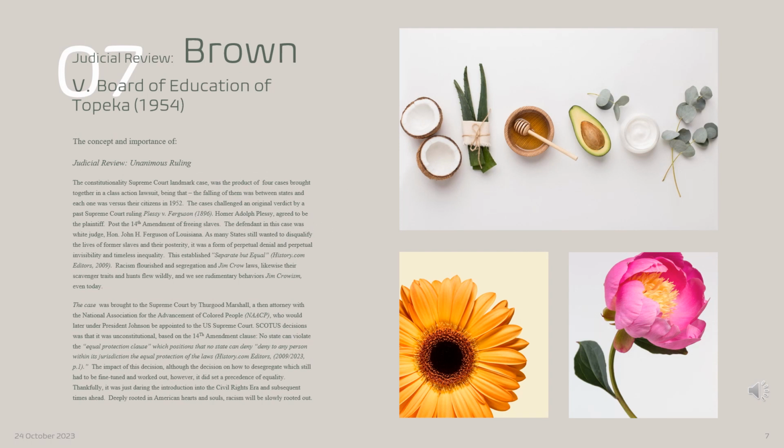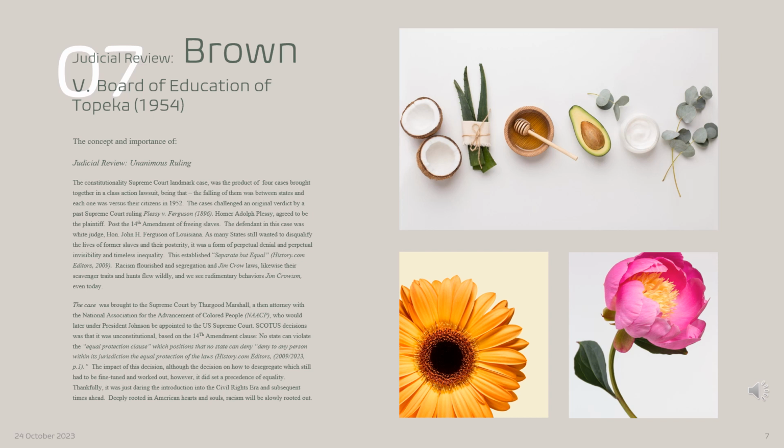Okay, the results from judicial review during the years of 1952 to 1954. So we'll begin with judicial review of Brown v. the Board of Education of Topeka, Kansas in 1954. The concept and importance of judicial review and unanimous ruling. The constitutionality Supreme Court landmark case was the product of 4 cases brought together in a class action lawsuit, and they were between states, and each one was versus their citizens in 1952.